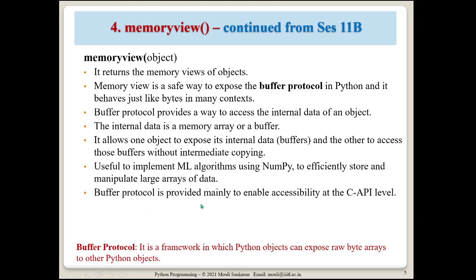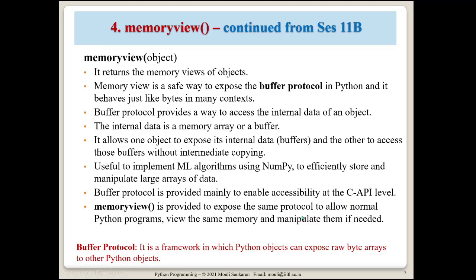And buffer protocol is provided mainly to enable accessibility to the C API, whereas memory view is provided to give you access to the memory content in the Python world. The buffer protocol is an interface to manipulate the objects. So memory view is provided to expose the same protocol to allow normal Python programs to view the same memory and manipulate it if needed.